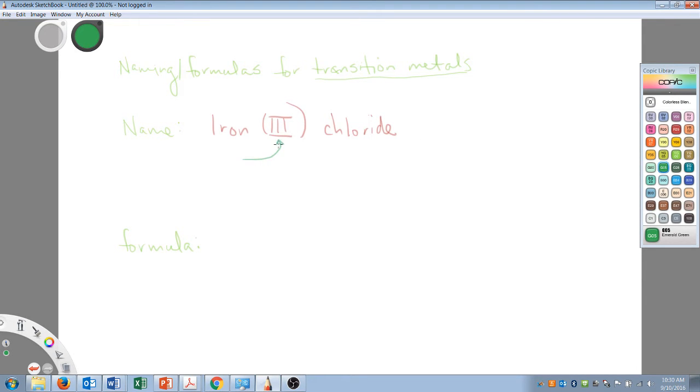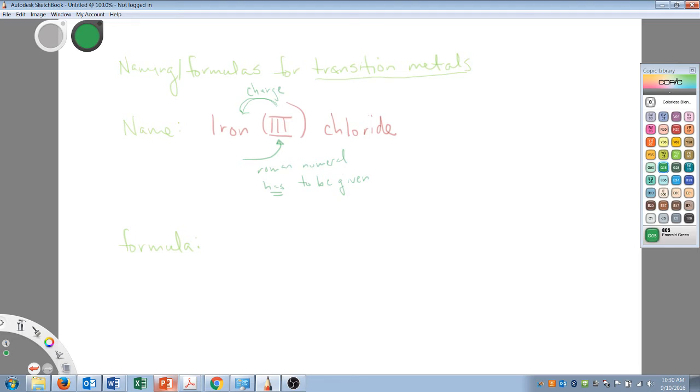This Roman numeral tells us the charge on that iron, right? The Roman numeral has to be given for those transition metals. And that Roman numeral tells us the charge on the iron. So we know what kind of iron we have. We could have had +2 iron, right?